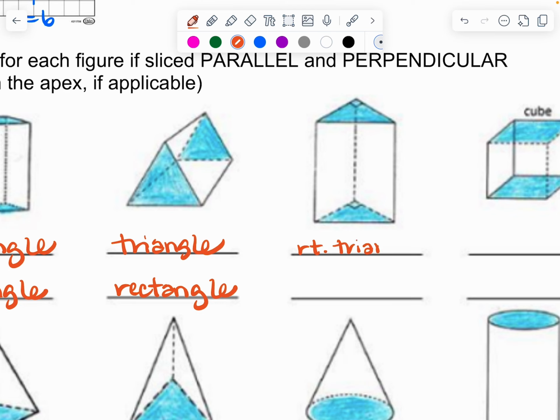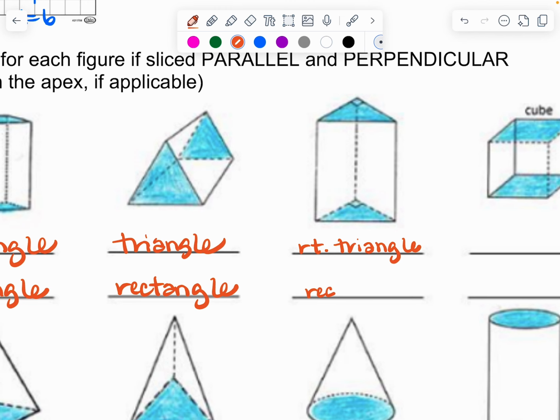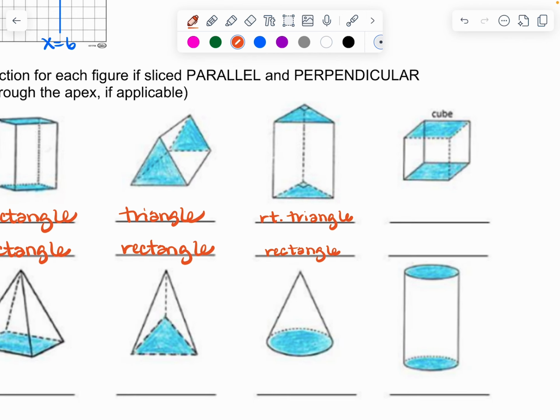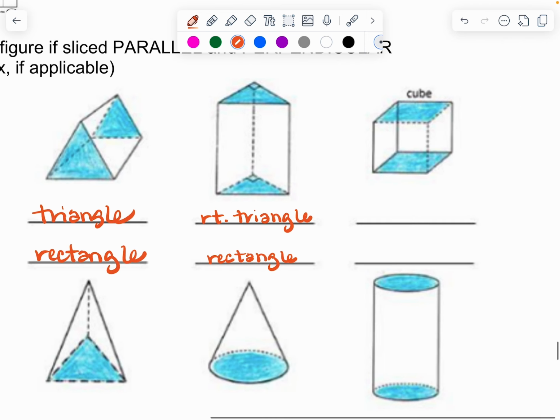All right, now this one, it's basically the exact same picture except they're right triangles. So I'm just going to be more specific that my parallel to the bases cross section is going to be a right triangle, but then of course all of my perpendiculars are going to be rectangles because that's the shape of the lateral face.